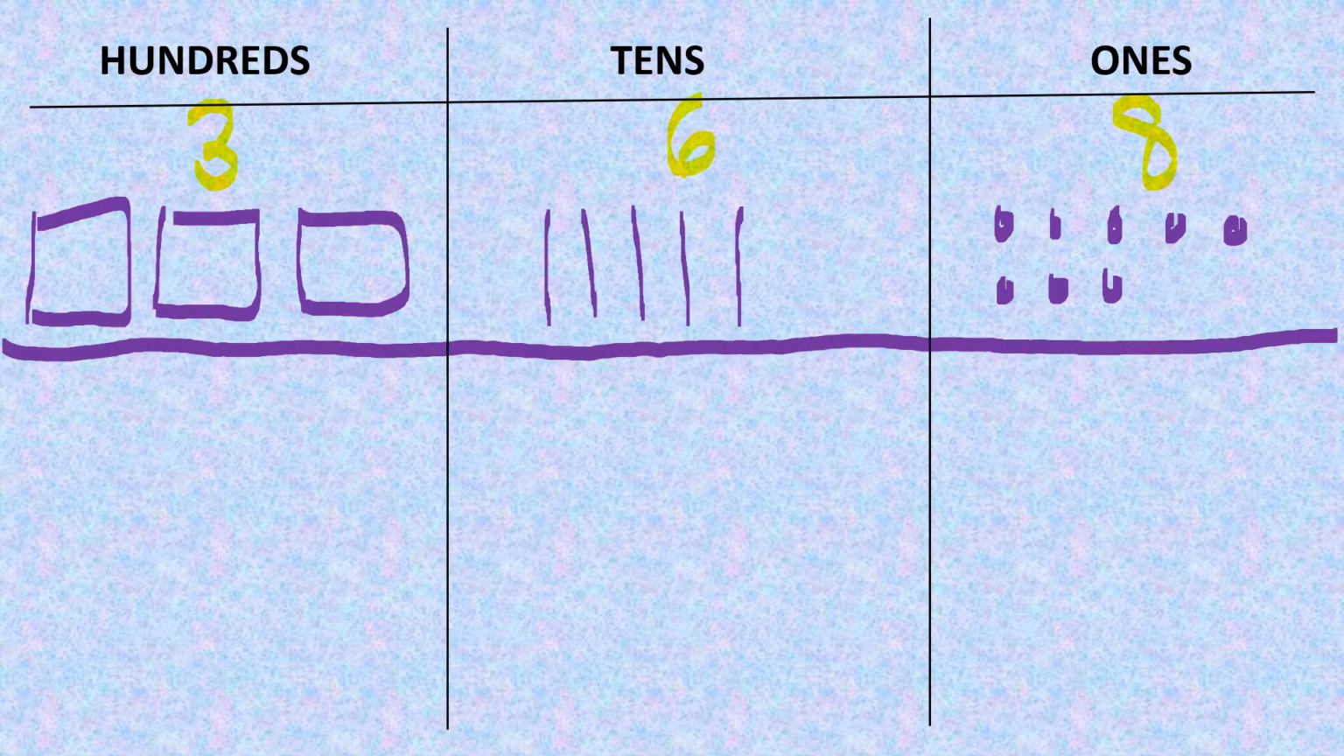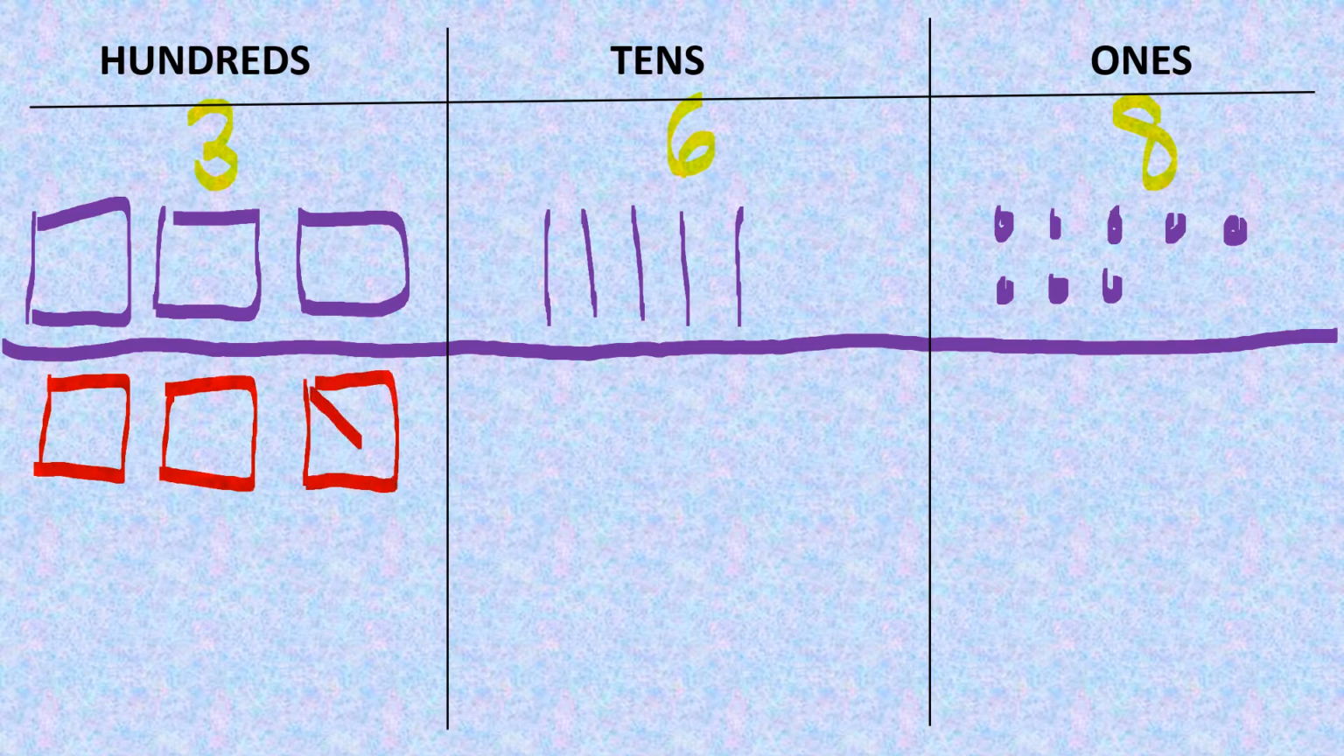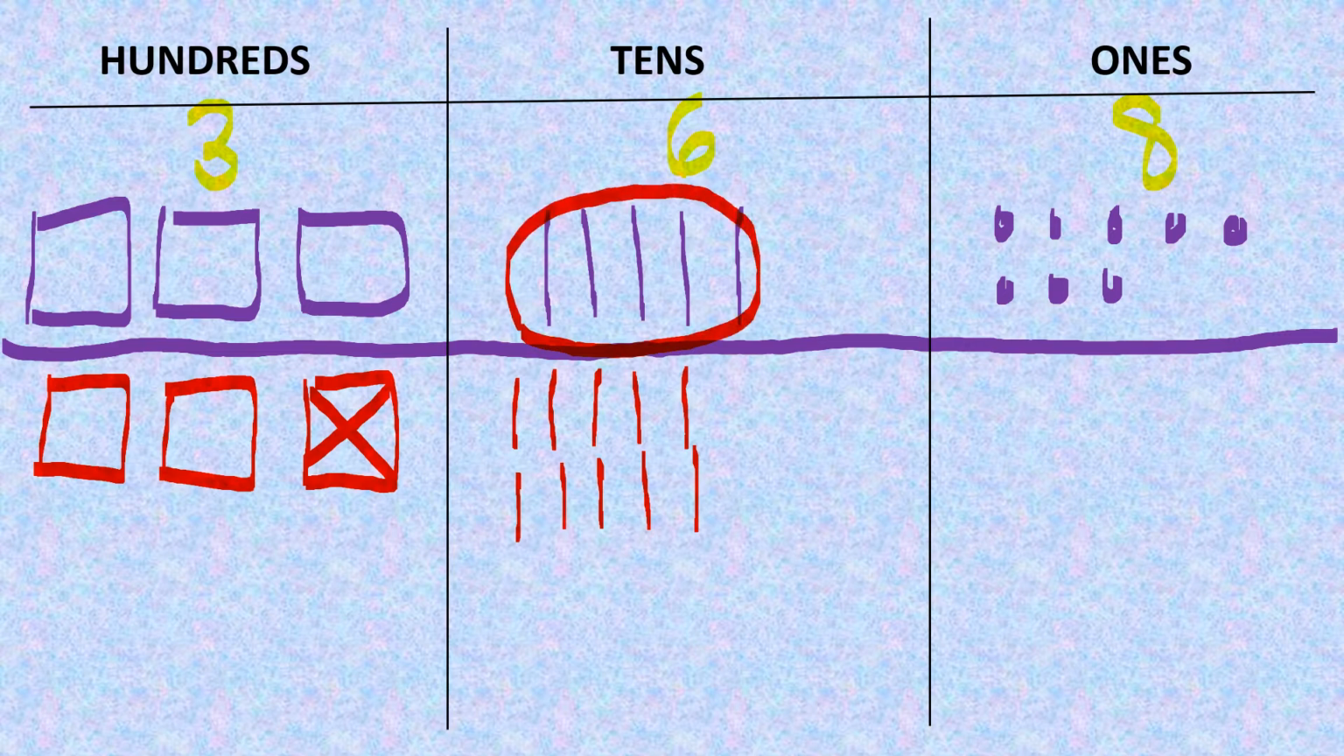So this time I'm going to decompose one of the hundreds into 10 tens. So in this way I'll show 2 hundreds. Now this last 100 I'm going to decompose into 10 tens. So I'm going to have 10, 20, 30, 40, 50, 60, 70, 80, 90, 100. But I still have my 6 tens from up here, so I have to include those. 10, 20, 30, 40, 50, 60. And then I'm going to keep my same 8 ones.